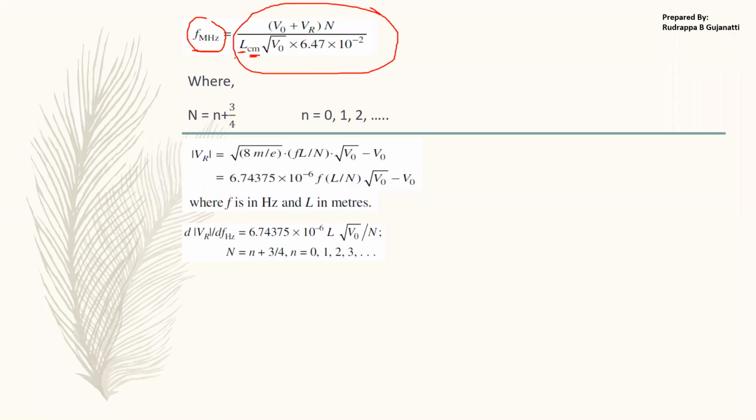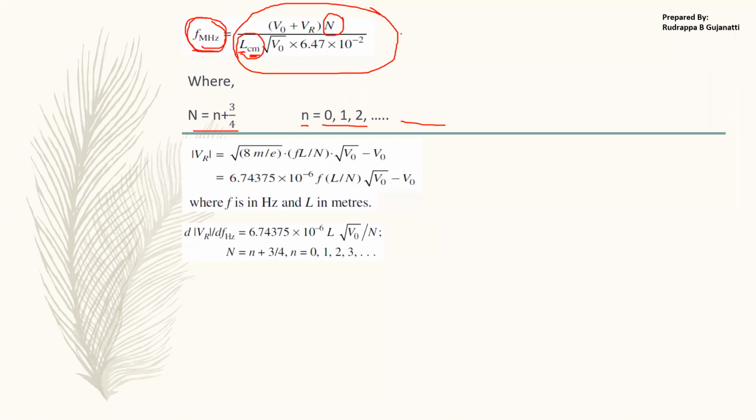So frequency of operation in terms of megahertz is given by this equation. One thing to remember is that this should be specified in centimeter, then this will be in megahertz. Okay, so don't miss this, because if you do, you'll get the wrong results. Here capital N is specifying the mode, which is given by n plus 3 by 4, where lowercase n, that is the mode, is given by 0, 1, 2, and so on. Now the repeller voltage.